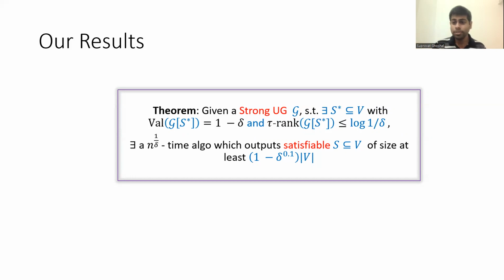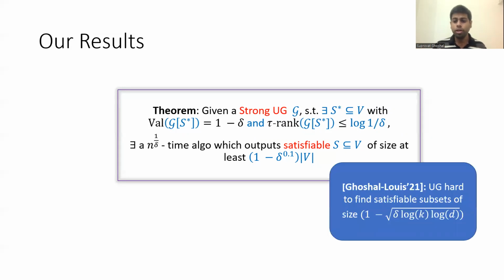Now note that this result is not saying anything about providing a labeling for that subset, but that is fine because we know that satisfiable unique games is polynomial time solvable. So once we have a satisfiable subset, we can easily find a labeling which witnesses that satisfiability.